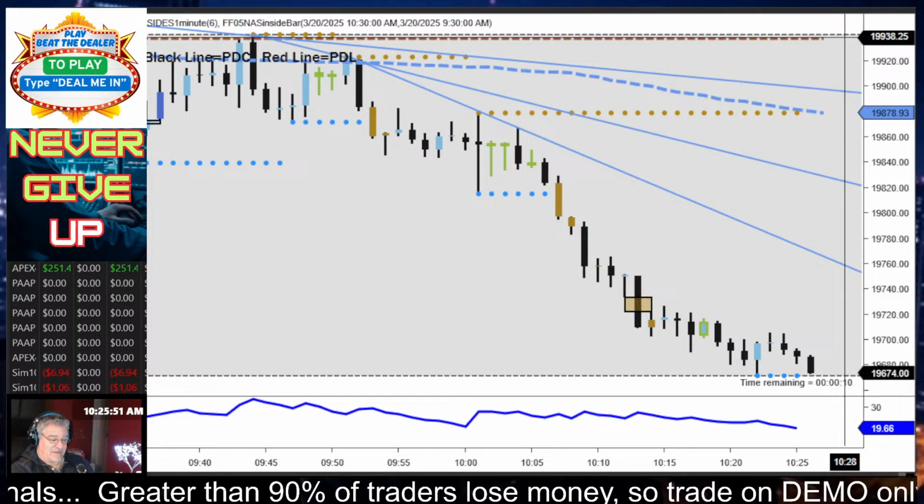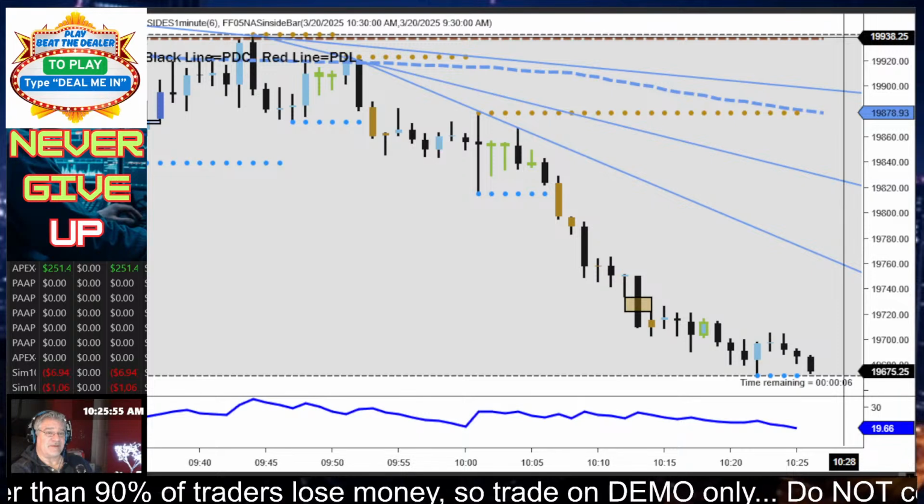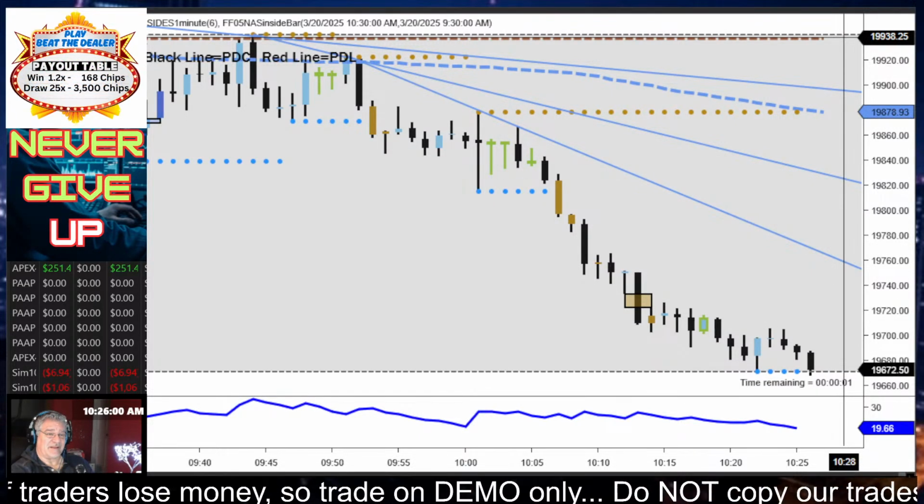We could maybe just be holding up here now at the lows. 1, 2, 3, about 8 minutes, unless we get a momentum candle to the downside.